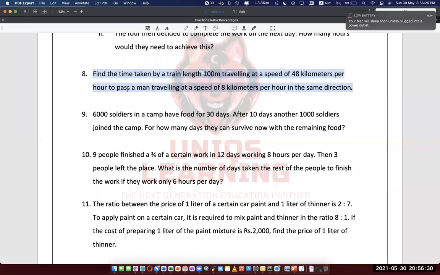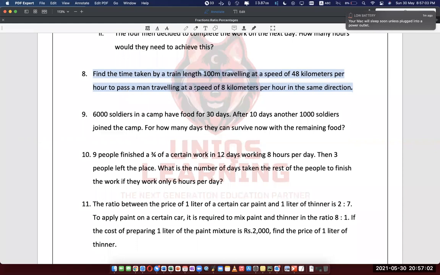So what do they say? Find the time taken by a train of length 100 meters. This is kind of a different question. So we have a train of length 100 meters, traveling at a speed of 48 kilometers per hour.